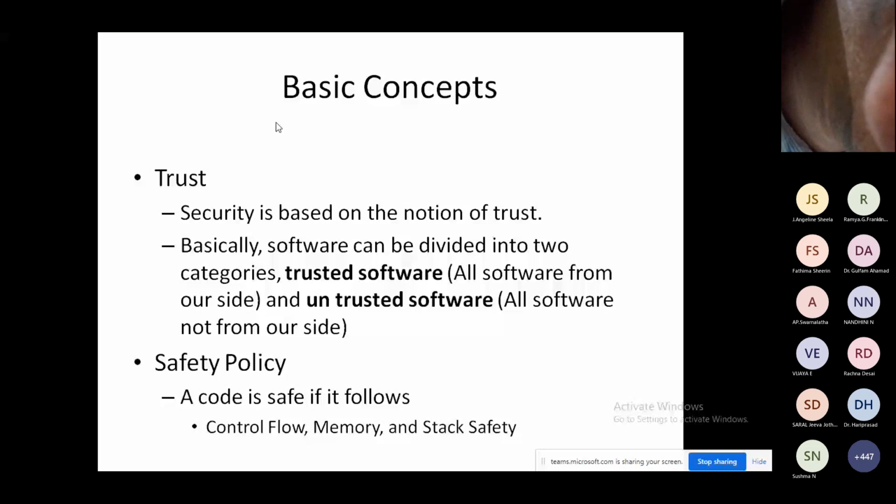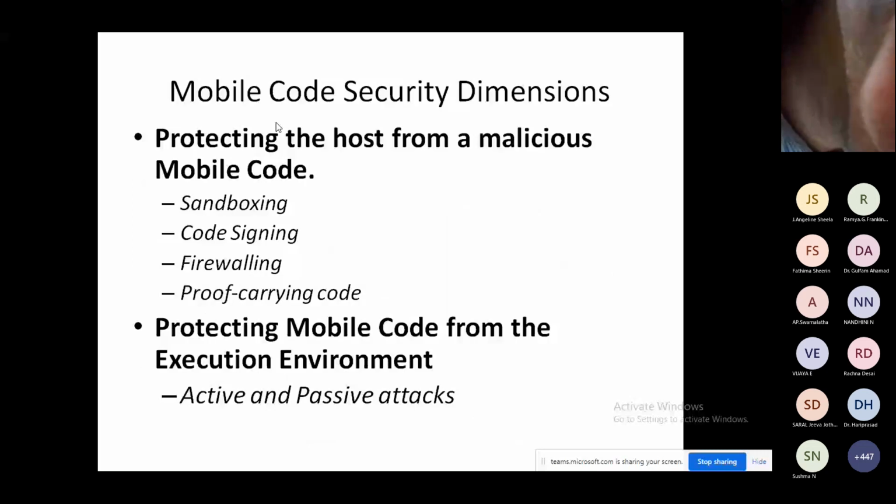Then safety policy. So code is safe if it follows control flow, memory and type safety. So mobile code security dimensions are protecting the host from malicious mobile code, for example, sandboxing, code signing, firewalling, proof carrying code, and protecting mobile code from the execution environment, like active and passive attacks.